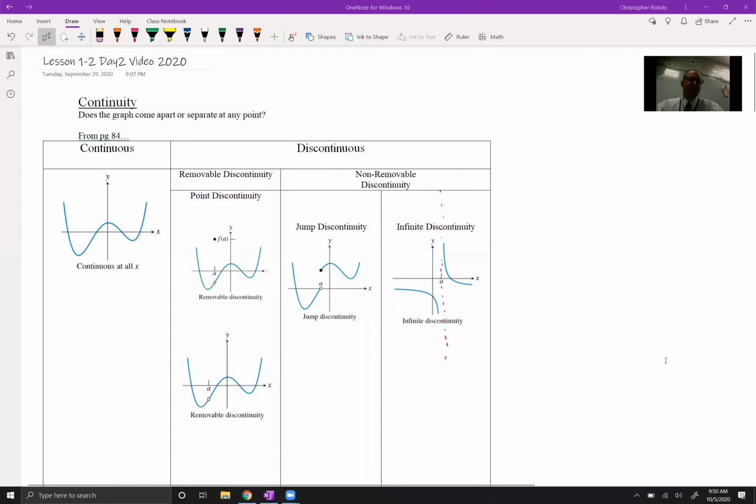We are on day 2 of the very first lesson in chapter 1 here. I know it says 1, 2. We skipped over the first one. That's all right. So here's what we're going to look at.